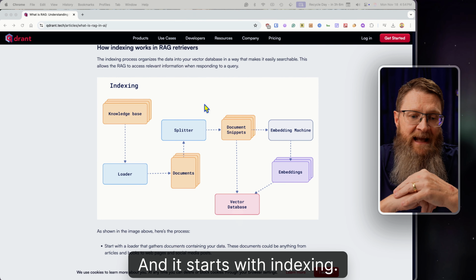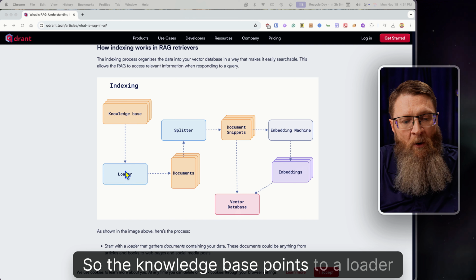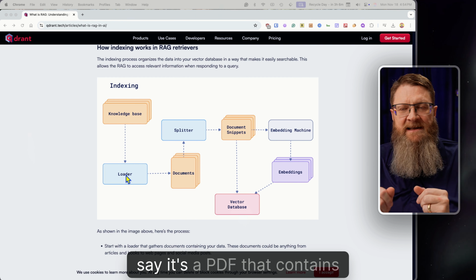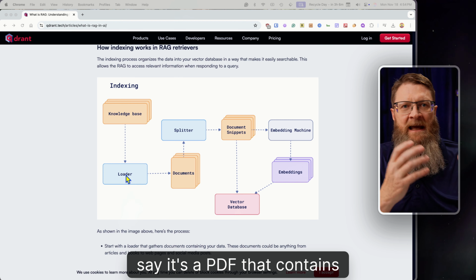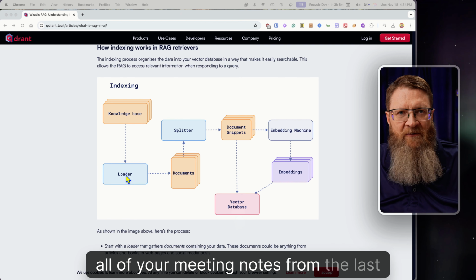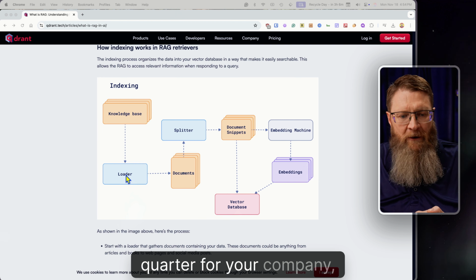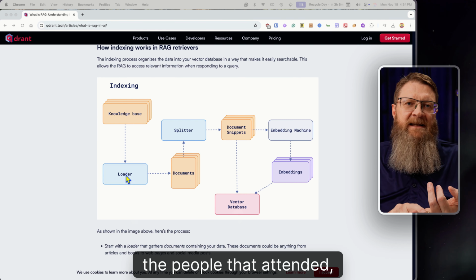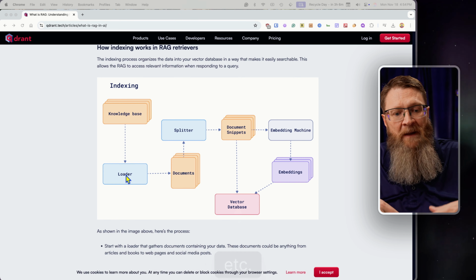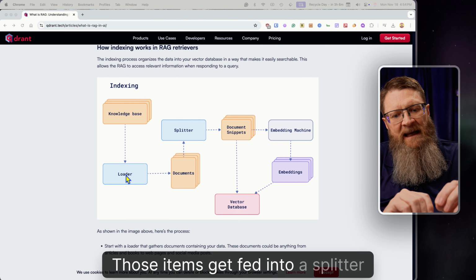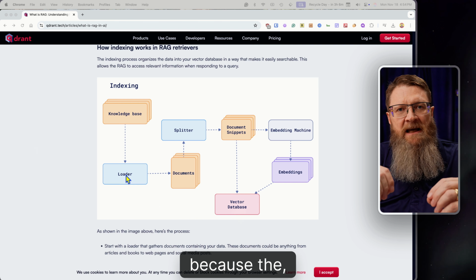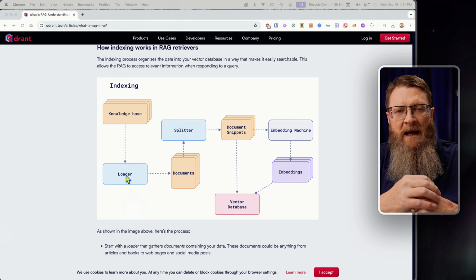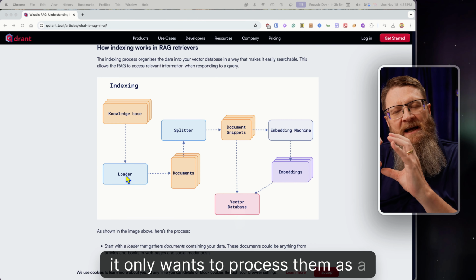and it starts with indexing. So the knowledge base points to a loader here, and really what that means is you take your documents, say it's a PDF that contains all of your meeting notes from the last quarter for your company. And each of those meeting notes has the details, the people that attended, the action items, etc. Those items get fed into a splitter because the RAG system doesn't process them as a whole. It only wants to process them as a chunk.